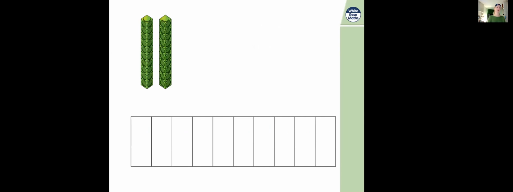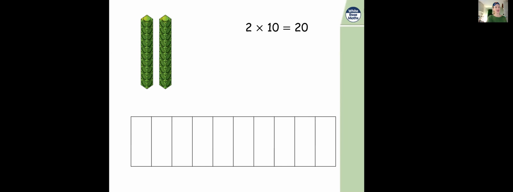We've got 2 sticks now. There are 2 sticks of cubes. There are 10 cubes in each stick. How many cubes do we have altogether then? 10 and 10. Well done, 20 cubes altogether. And that can be shown like this. 2 lots of 10 is 2 times 10, and that equals 20.